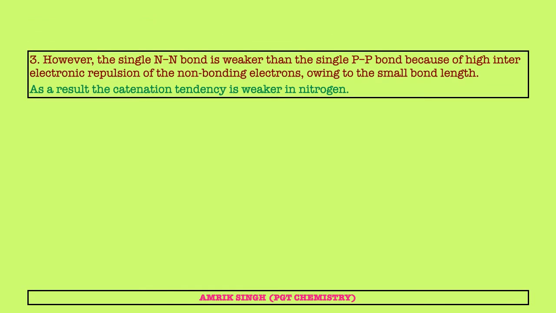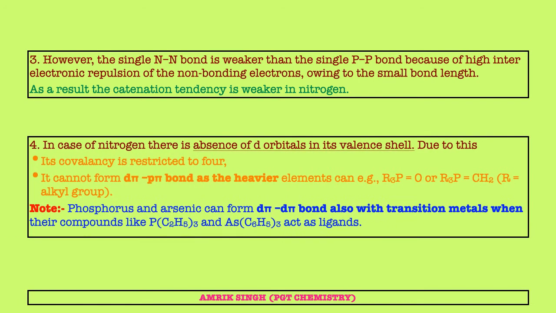Third point is, however, the single N-N bond is weaker than a single P-P bond because of high inter-electronic repulsion of the non-bonding electrons due to the small bond length in case of nitrogen. As a result, catenation tendency is weaker in nitrogen.